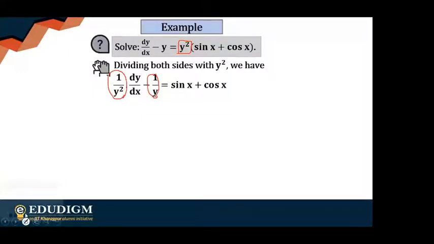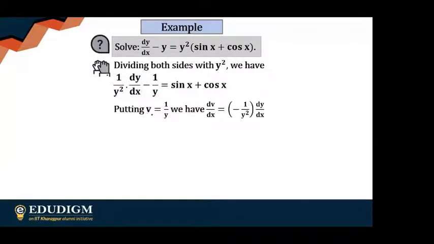Okay, so the next part is very simple. I'm going to put v equals to 1 by y. If you remember, this 1 by y to the power n minus 1, or y to the power 1 minus n, was my substitution. So I'm substituting this as v. Now, what is the beauty of the substitution? What will be dv dx? dv dx will be minus 1 by y squared dy dx.